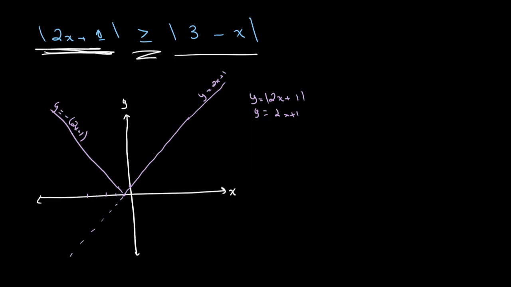Next, let's draw the graph of y is equal to the absolute value of 3 minus x. So first, let's graph y is equal to 3 minus x. So when y is equal to 0, then x is equal to 3. And then when x is equal to 0, then y is also equal to 3. So our graph will look something like this.